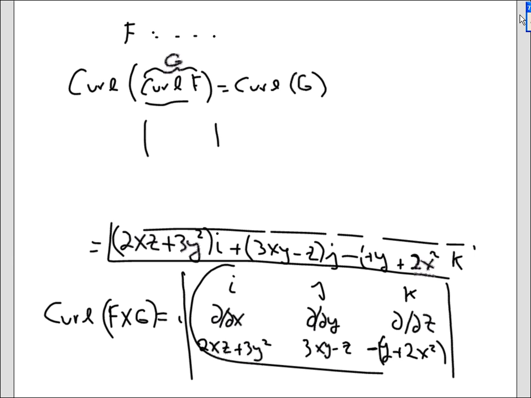The curl of F is a vector, so you can find the curl of that. Let's say it again: the curl of F is a vector, so you can find the curl of that, and that is a vector too. And you can keep doing this forever. You can find the curl of the curl of the curl of the curl of the vector F. You can find the curl of any vector in space. It has to be three dimensions.